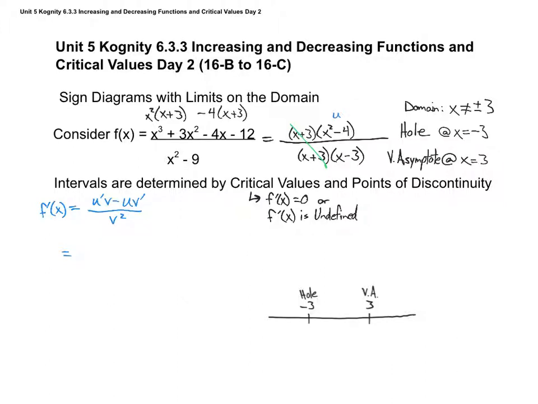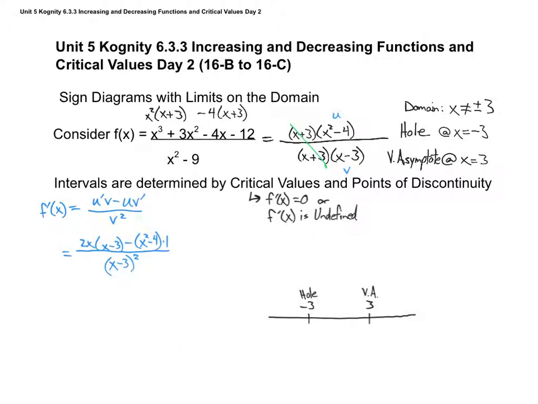The u is our numerator, the v is our denominator, remember? Okay, so u prime equals 2x, v is the x minus 3, minus u is x squared minus 4. What's v prime? 1. And that's all over x minus 3 squared. Okay? What's that? Should we distribute?